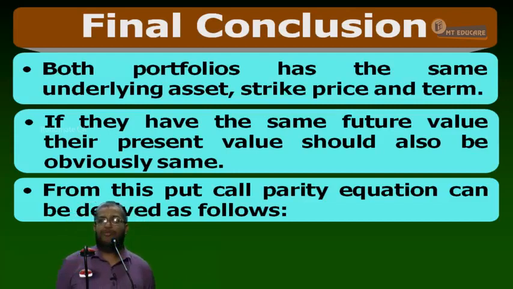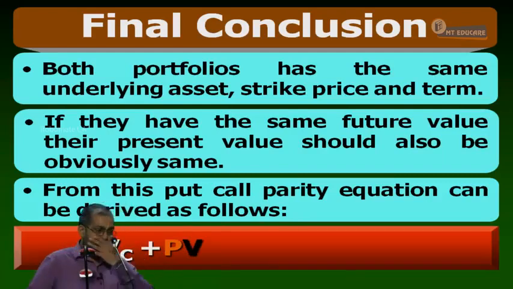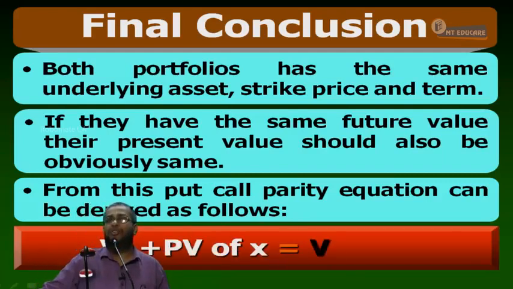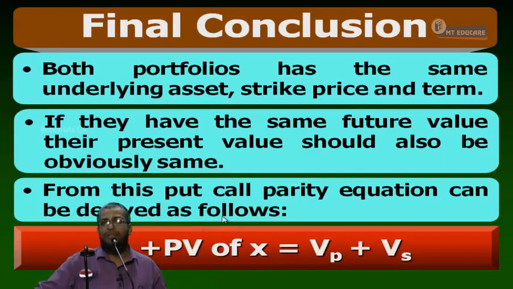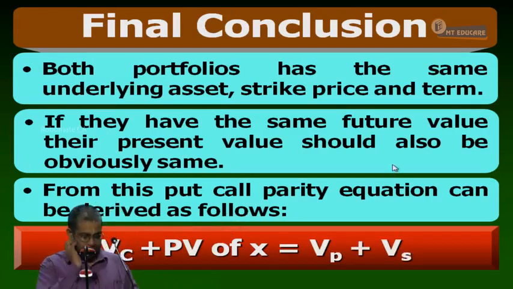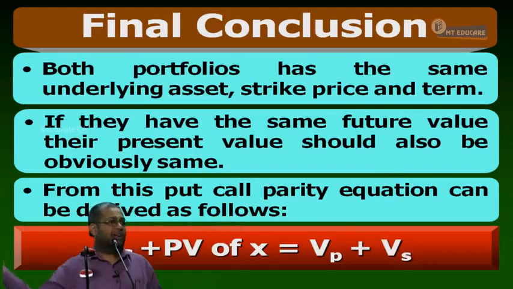The present value of the portfolio also should be the same. You understand or not? Since the two options are on the same asset, the portfolios have the same maturity value. The present value also should be the same. Last point, point D or E? E. Hence, the put call parity equation: VC plus PV of X is equal to VP plus VS.